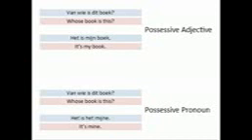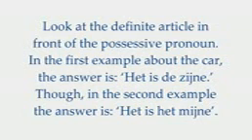An example with a book, which is a het noun. Van wie is dit boek? Whose book is this? Het is mijn boek. It's my book. Van wie is dit boek? Whose book is this? Het is het mijne. It's mine.